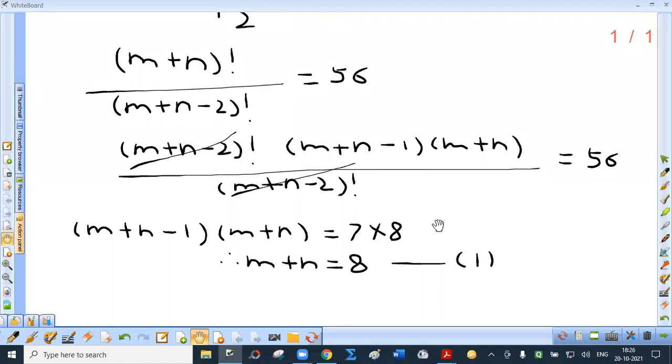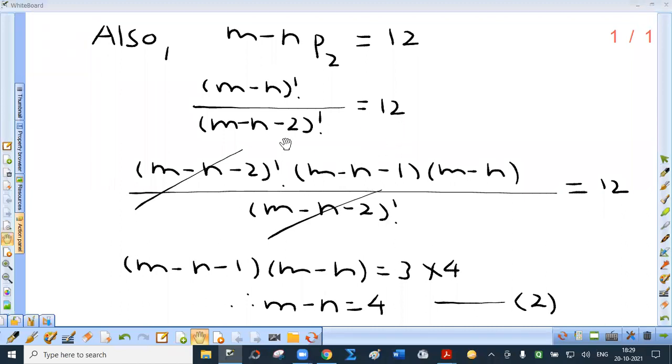See, do not write 8 into 7 because I am saying consecutive. 7 comes before it, right? And therefore, you have to say 7 into 8. Now that gives me m plus n equal to 8. This is the first equation.